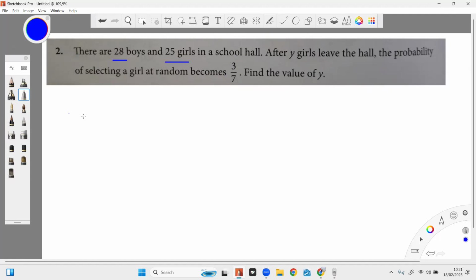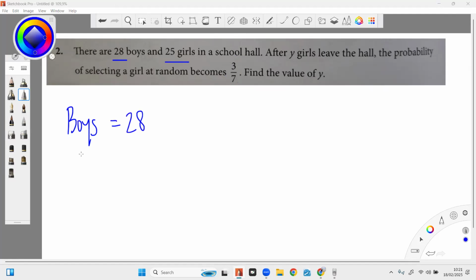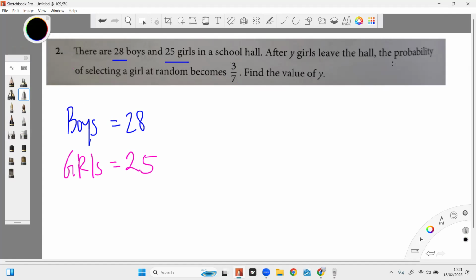So we have 28 boys and 25 girls. After y girls leave the hall, so this is before. We have to understand there is a time when the hall is full of attendance, and there is another time where the girls leave the place.